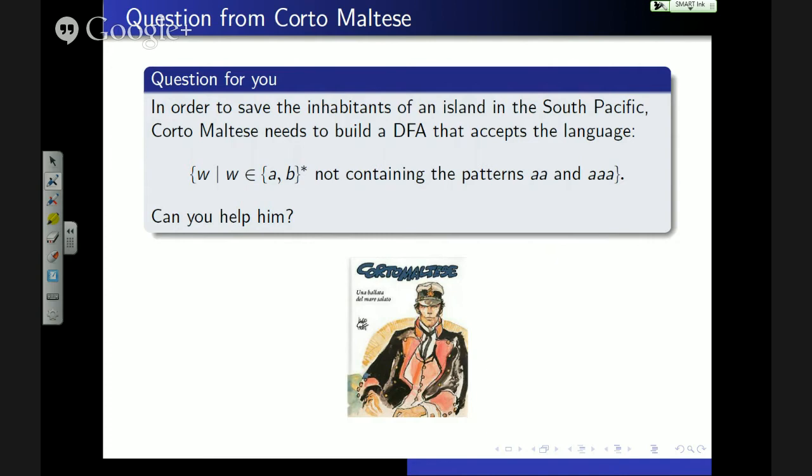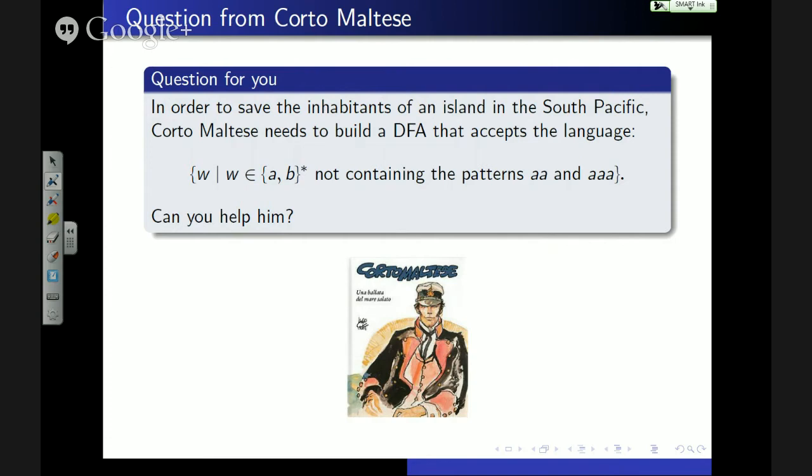So Corto Maltese, just to sound a little bit English, wants to save the inhabitants of an island in the South Pacific. He's a traveler, he's a sailor, he's a very cool guy. But to do so, he needs to build a DFA, and he doesn't know how to do it. But we do, don't we?